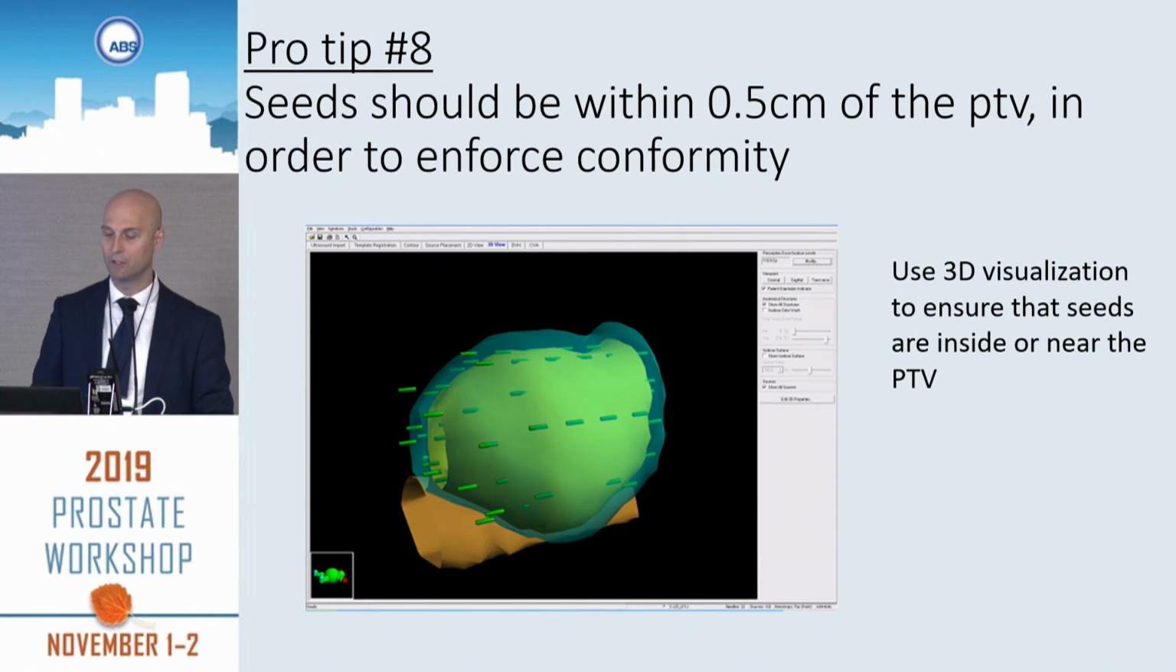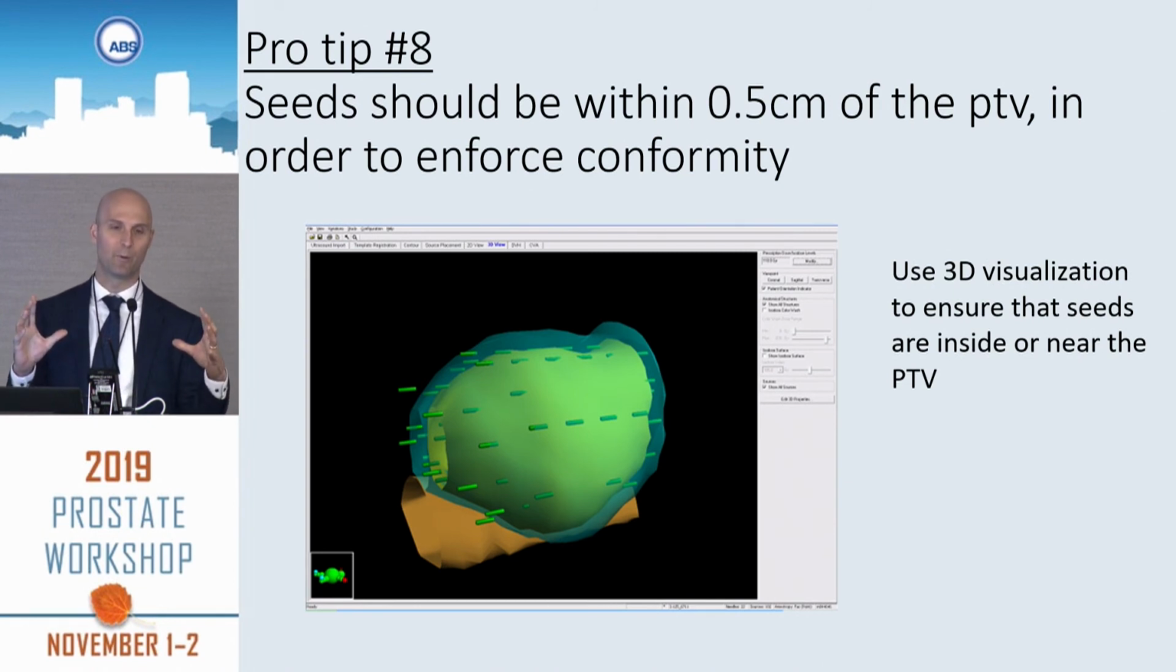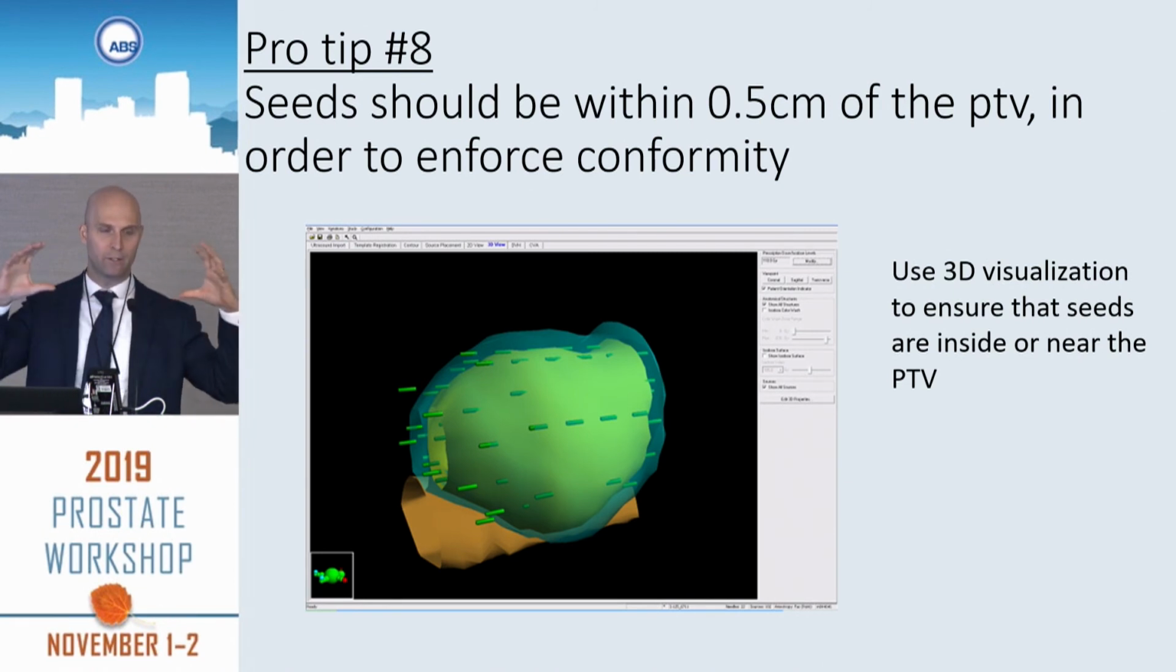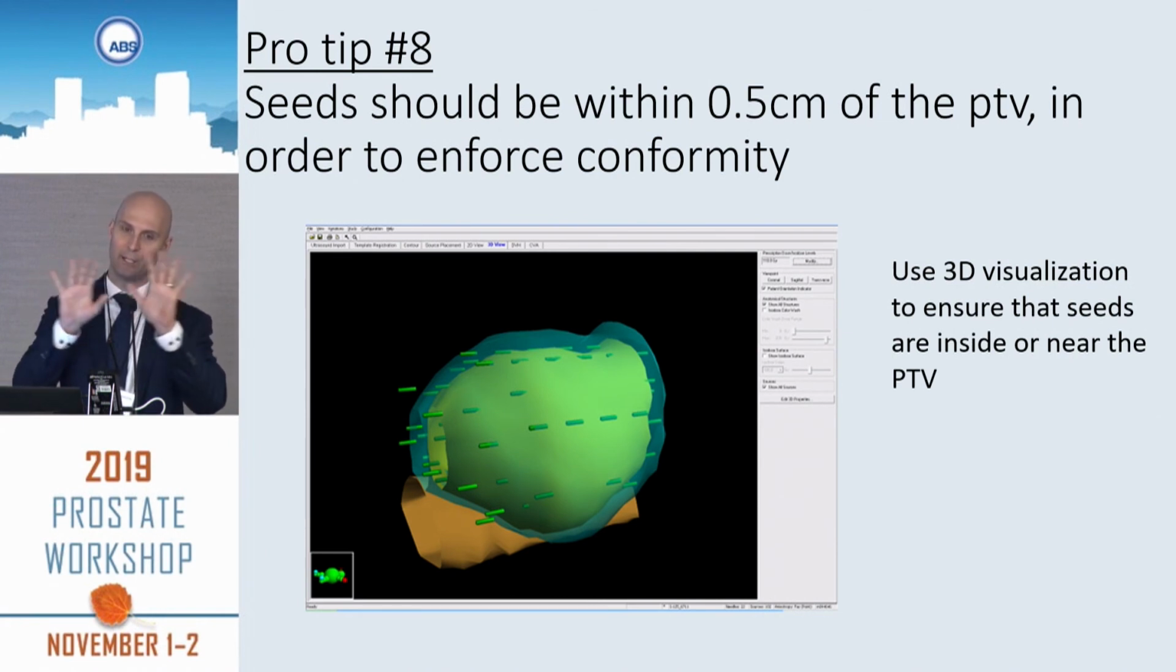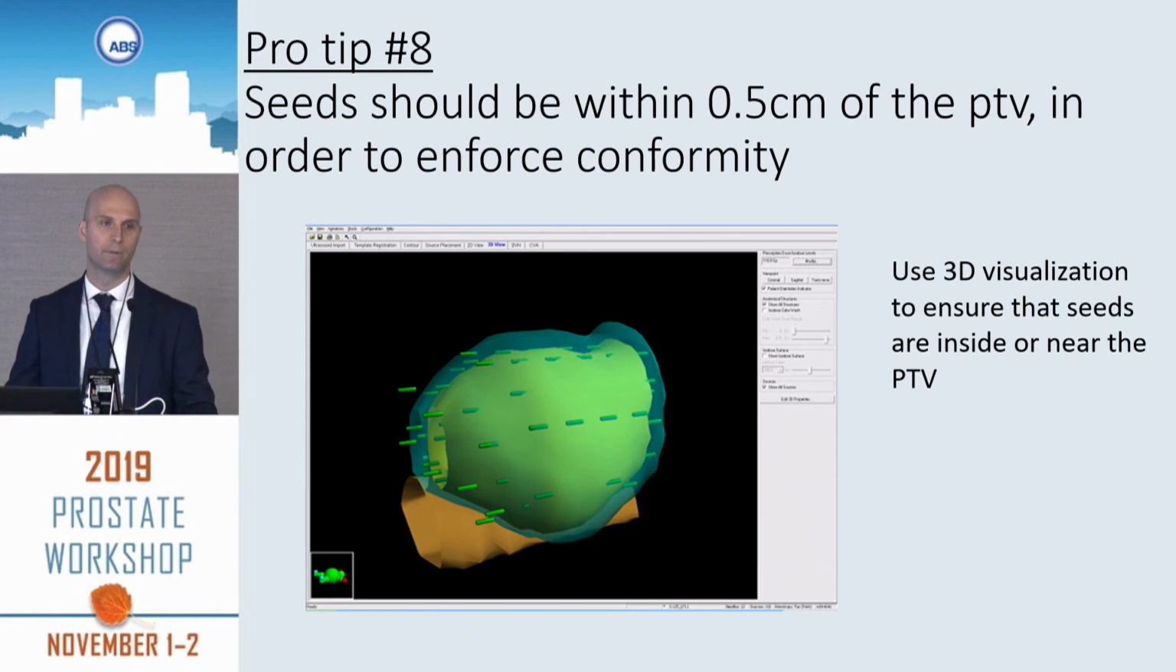Tip number 8 is that seeds should be within 5 millimeters of the PTV. And it's very tempting to make a plan where you make a pre-plan and you push all the seeds far out laterally. It makes it fairly easy to not have dose in the urethral region, and you get this nice homogeneous pattern. You get a lot of coverage. But you're setting yourself up for potential failure, that you can't get the needles in those locations because of pelvic arch interference. And so you can use a little 3D visualization to just try to make sure that your seeds are in or near the PTV, kind of this 5 millimeter rind around the prostate.